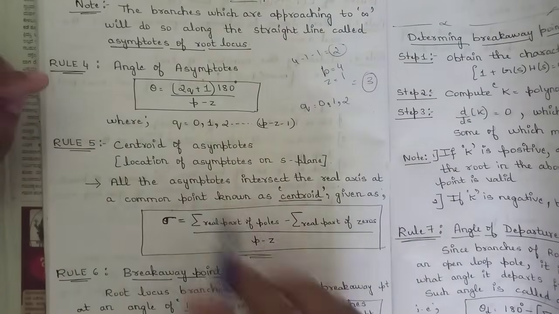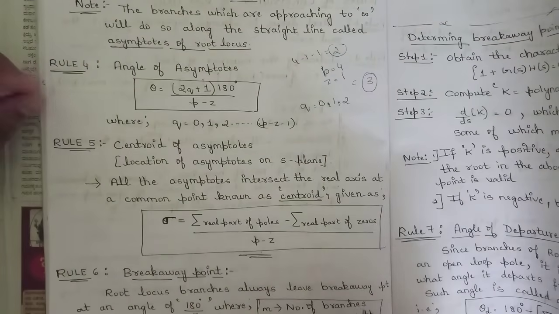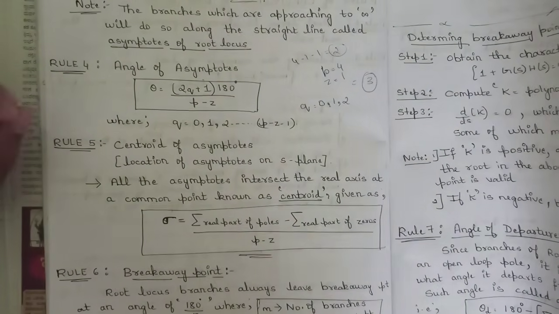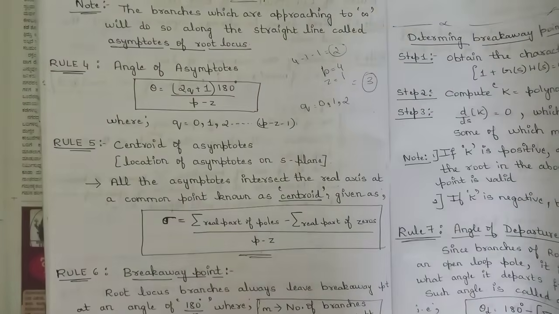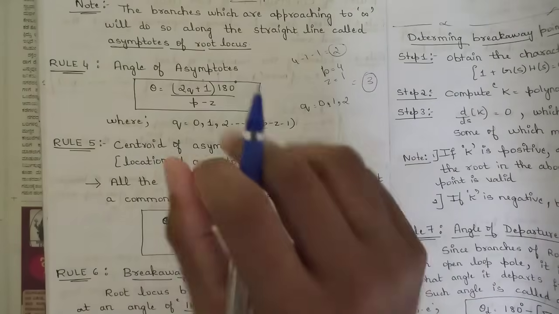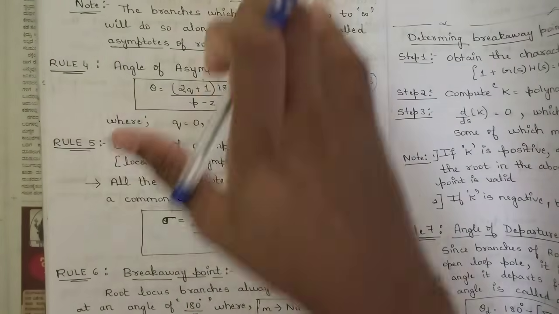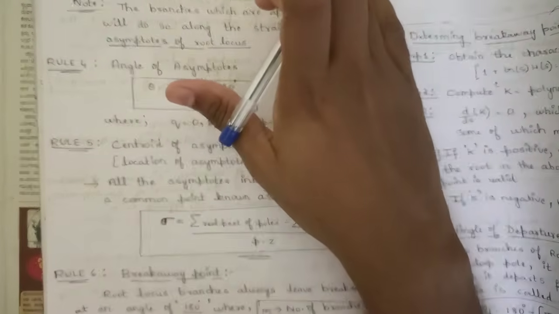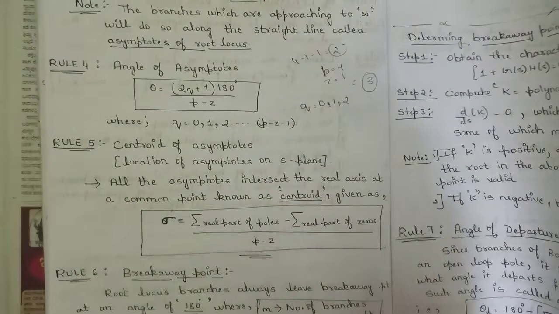So rule 5 is the centroid of asymptotes. Centroid means the point from which we draw the angle of asymptotes. So how do we calculate that centroid? From that particular point in the graph, we first calculate the centroid, and from that point we draw the angles of asymptotes. Those angles of asymptotes are made by the straight lines, that is, the number of asymptotes. So see how these three are interrelated.